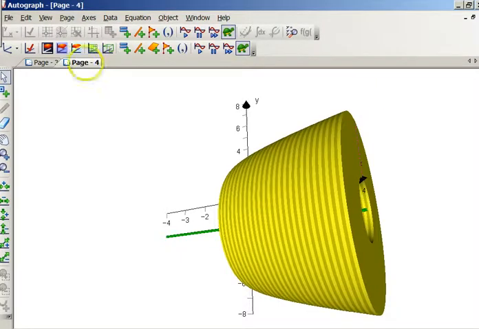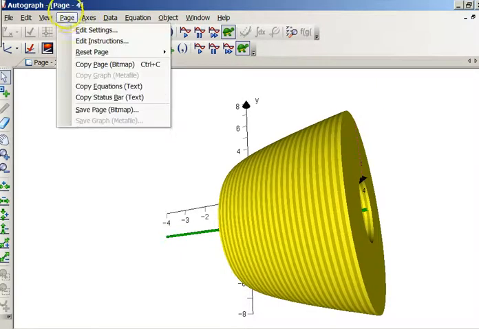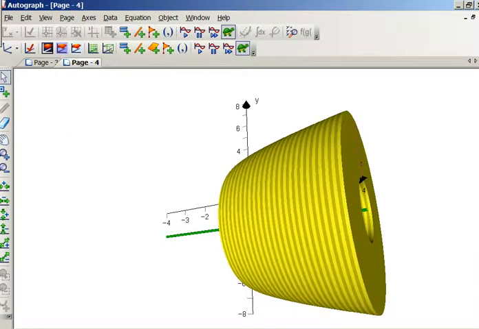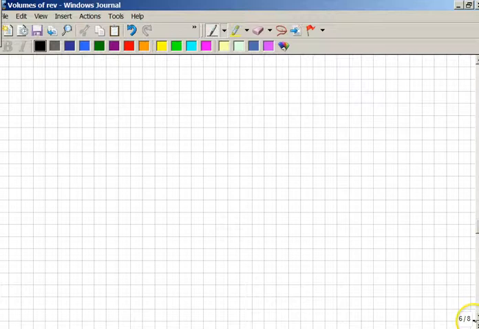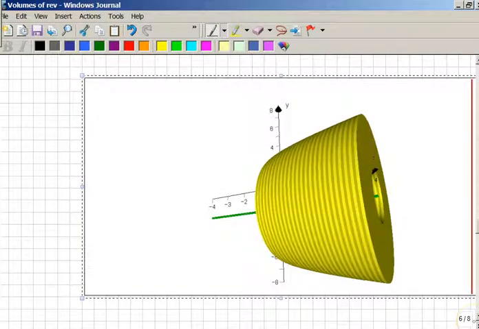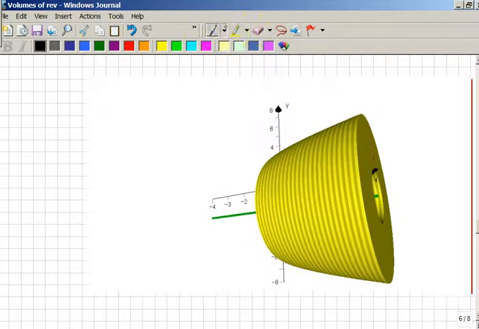Okay, let me copy this again. I'll copy the page and we'll take it back to our work page and calculate the volume. Let me scroll this down, paste it in. Here we go. Okay, general form. The volume of the WHOLE subtract the volume of the HOLE.